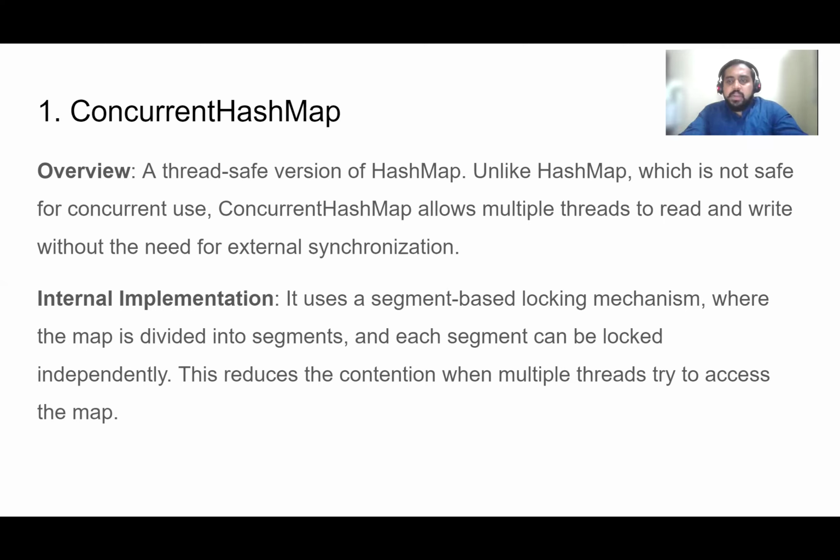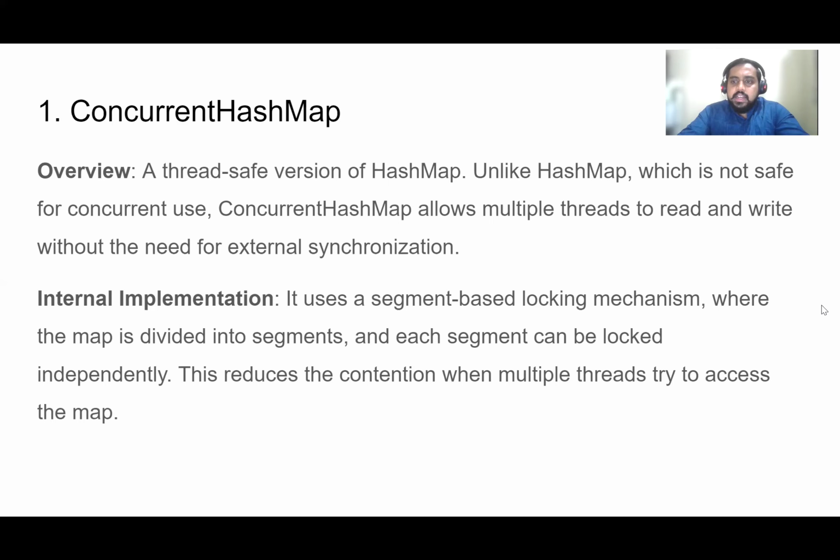What is the internal implementation? How it works is it uses a segment-based locking mechanism, where the map is divided into multiple segments and each segment is locked independently. So this reduces the contention when multiple threads try to access the map. Otherwise, there would be a locking mechanism where one thread accessing the map locks other threads until this thread finishes its operations.